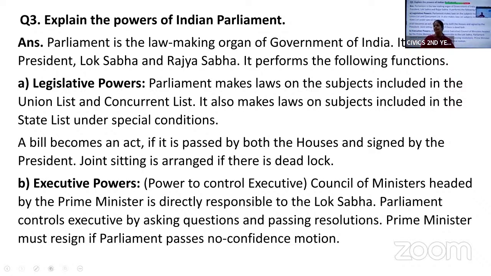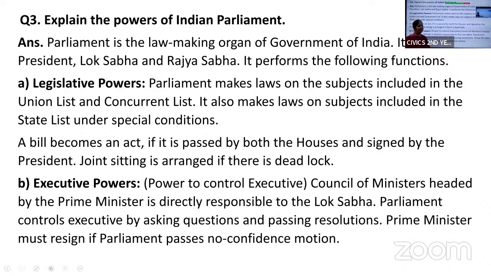Today, we will discuss another important LAQ, that is powers and functions of the Parliament. Parliament is the law-making organ of the government. So today, we will discuss the Indian Parliament. What are its powers and functions?